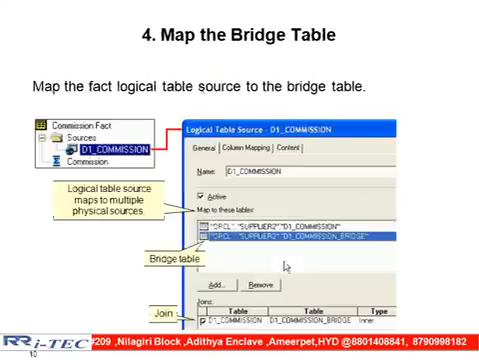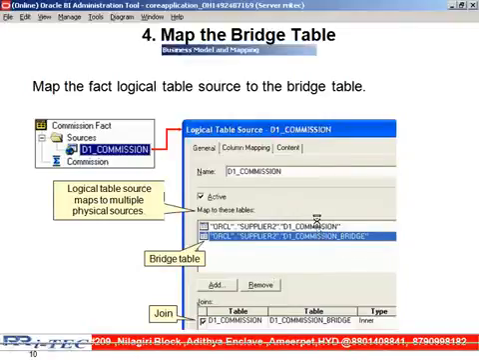What about the bridge table? What about the bridge table? That's what we are going to configure here. So map the fact logical table source to the bridge table. Whatever commission fact table is available, inside the commission fact table we are going to add the bridge table. How to add it? Let us go and try to add that very simply.